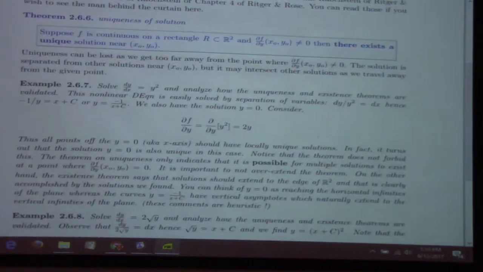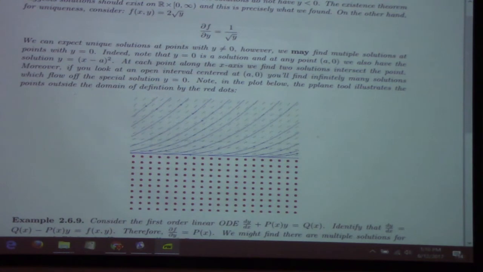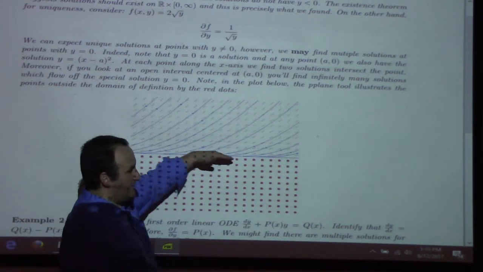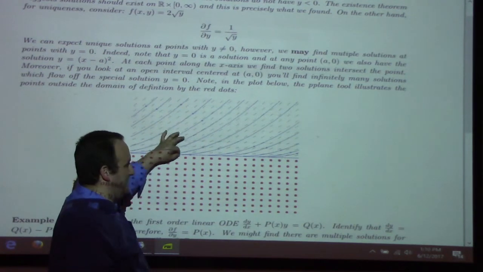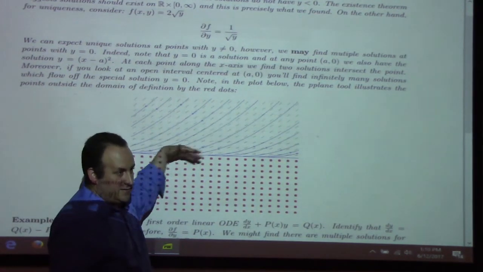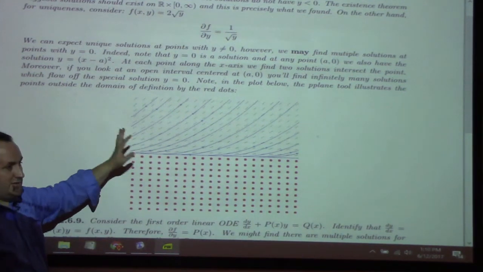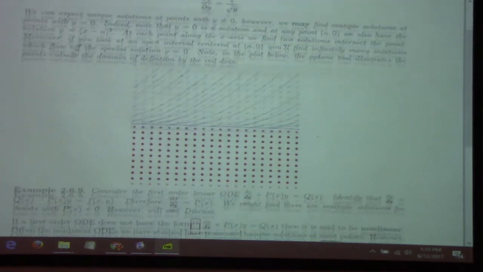Let's see here. Anyway, here's my token non-uniqueness of solutions, right? At this y equals 0, you've got the y equals 0 solution, right? And then at every point there's another solution that lifts off of it, goes up. So it's very, very much non-unique along that. And then down here, the differential equation is not even defined, because we have the square root of a negative number, right, for y less than 0.